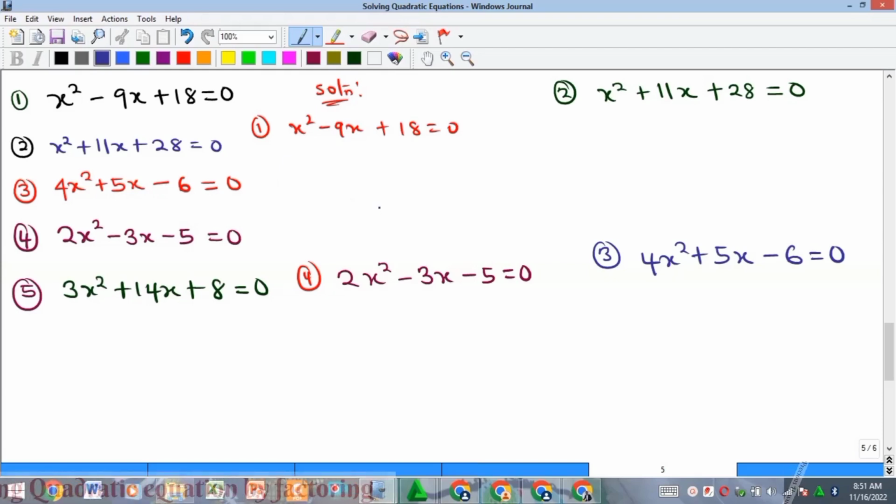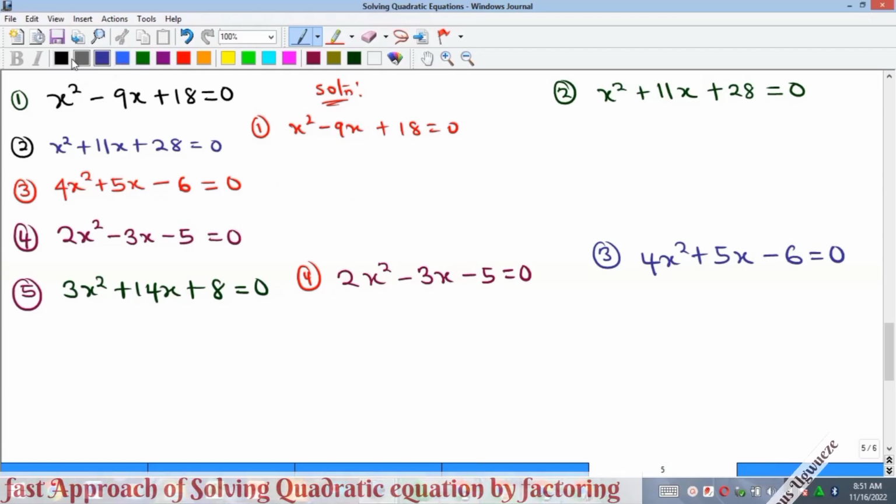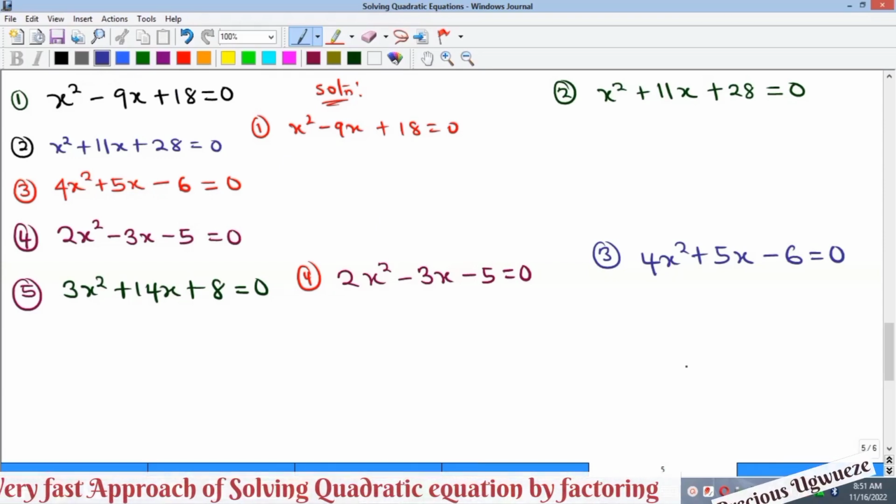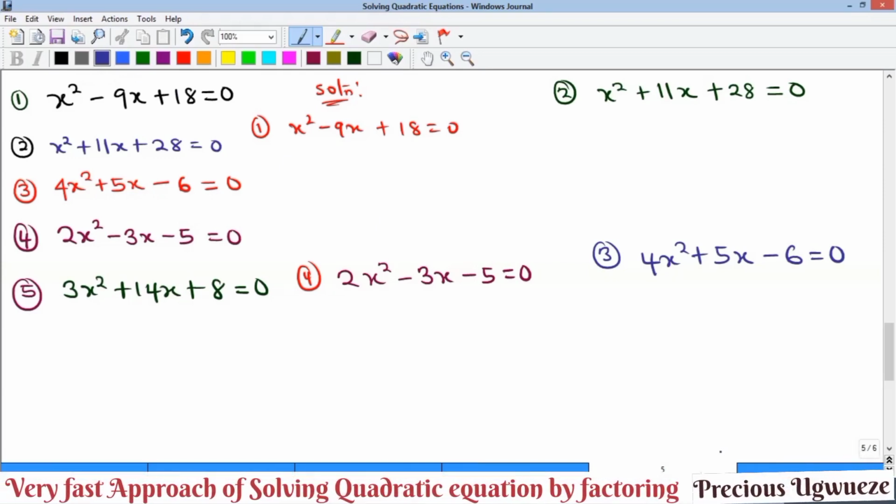I am Precious, and in this video I'm going to be looking at how to solve quadratic equations by the factorization method, the very fast way to do that, and also a very simple approach. And we have a few examples here to look at.